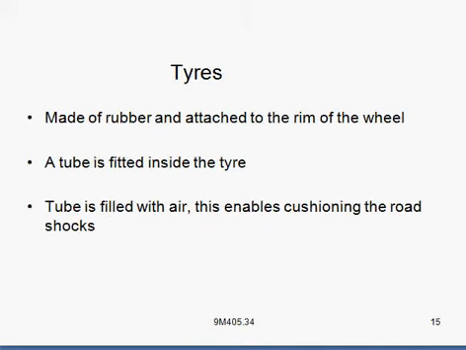These tires are made of rubber and they are attached to the wheel. The wheel consists of a rim over which the tires are attached. A tube is fixed in the tire also, and this tube is filled with air so that it enables cushioning on the road. It prevents the passengers from feeling the shocks from the road.